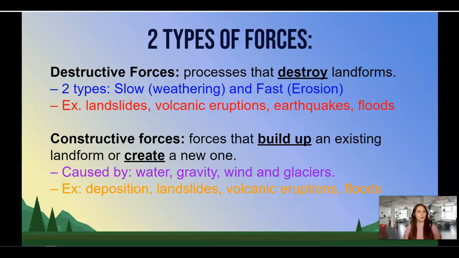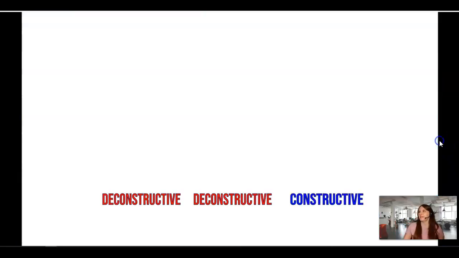But today we're really going to focus on constructive forces. Constructive forces are forces that actually build up existing landforms or create a new one. They are caused usually by water or gravity or wind or even glaciers. Some examples that we're going to talk about today are deposition, landslides, volcanic eruptions, and floods. Now you may be saying, Ms. Callahan, you said some of those were deconstructive forces. That's right, some of these could be both. So we'll talk about that in just a minute.